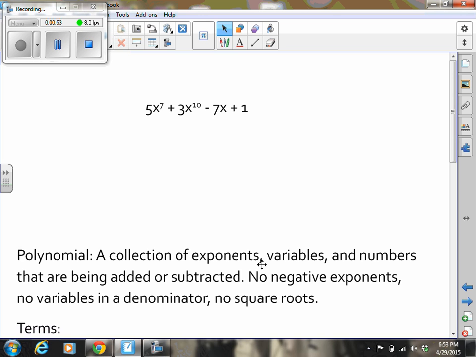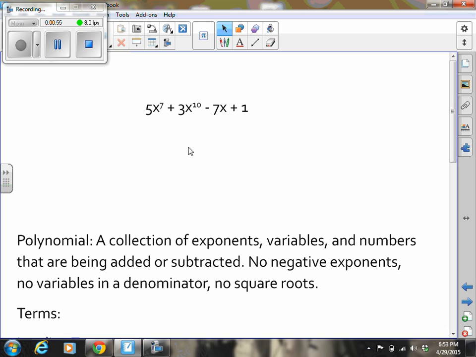Inside a polynomial, there's always going to be adding signs and subtracting signs, and those addition and subtraction signs separate what we call terms. So if I was looking at this particular polynomial, this represents a term, this represents a term, this represents a term, and 1 represents a term. So this particular polynomial has 4 terms.